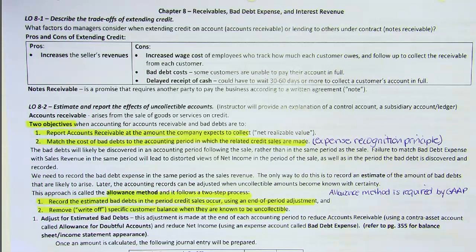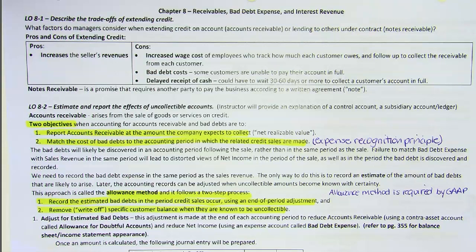Welcome. This mini lecture is going to be dealing with receivables, bad debt, and interest revenue, and we're going to be covering this first page of notes, which is Learning Outcome 8-1 and part of Learning Outcome 8-2. Okay, the first consideration is the trade-offs of extending credit.